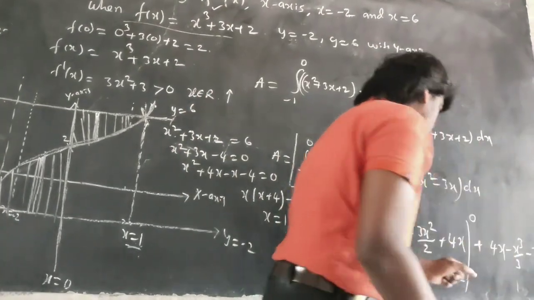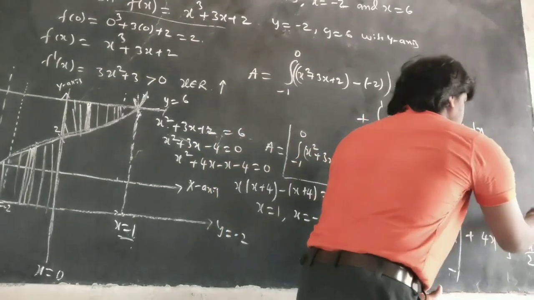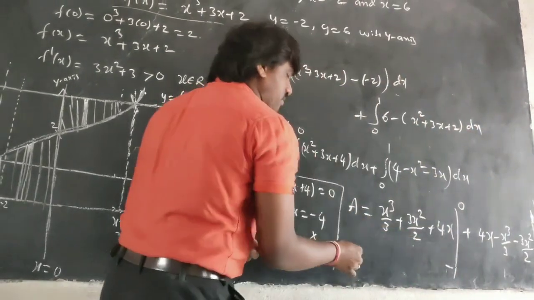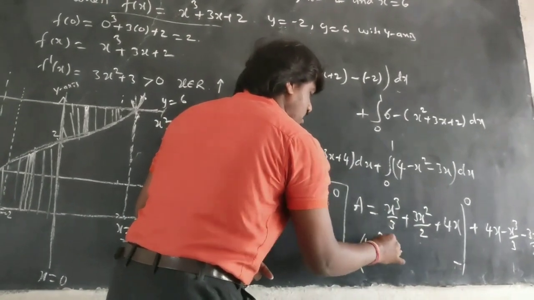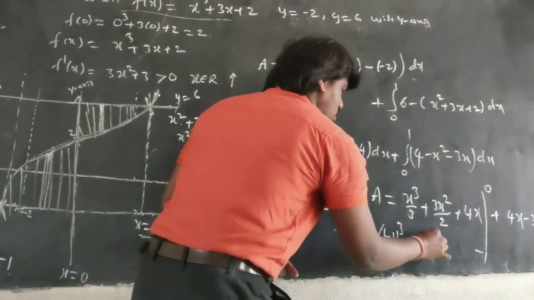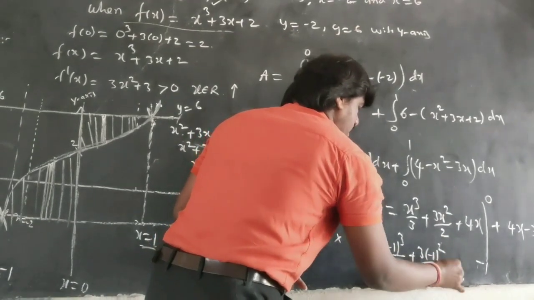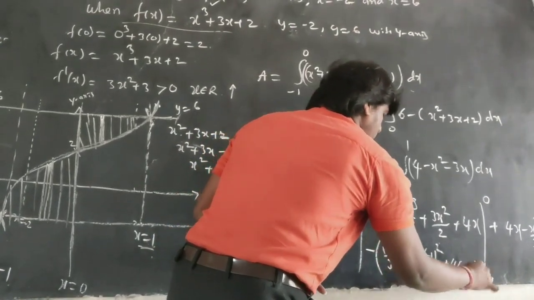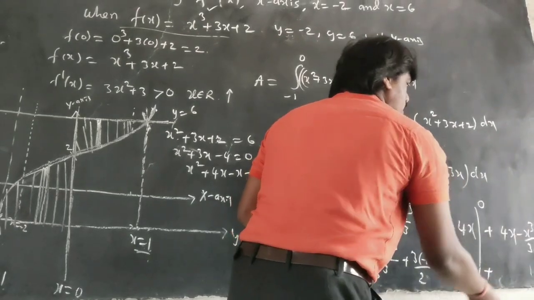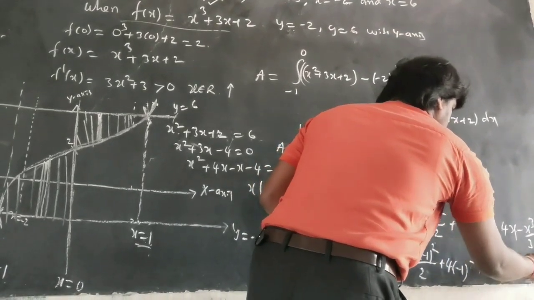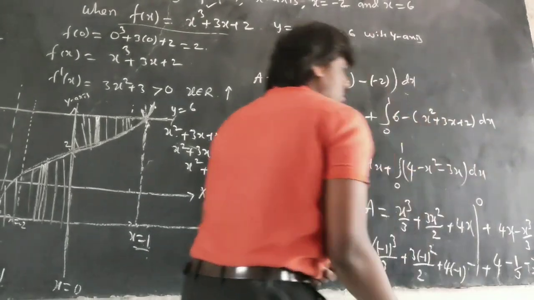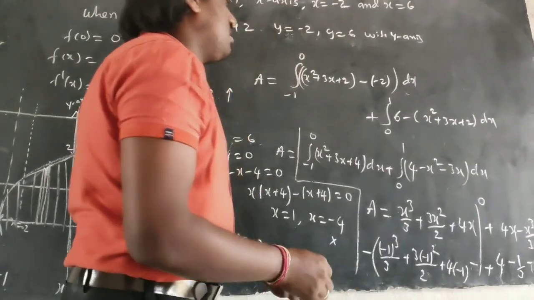Here you just deal with this one. Minus into minus, that is not required. Minus of this you will get, that is minus 1 whole cube by 3 plus 3 into minus 1 whole square by 2 plus 4 into minus 1, plus this one. Substituting 1, you get 4 minus 1 by 3 minus 3 by 2. Just simplify. This is the area.